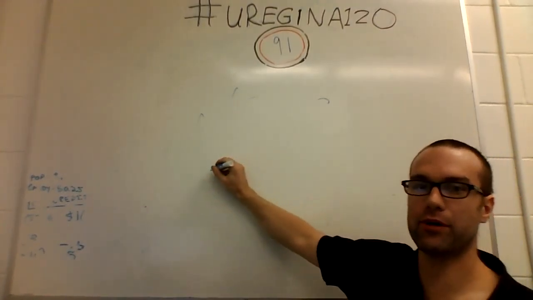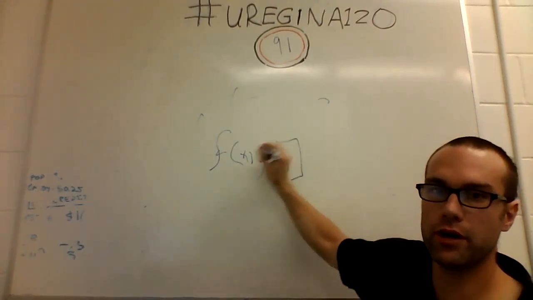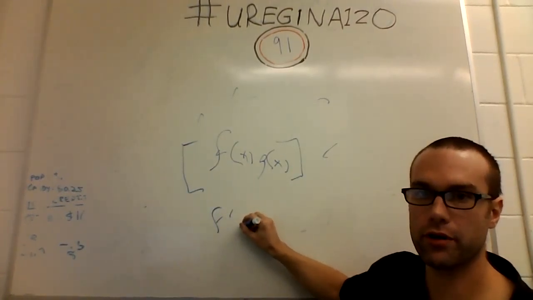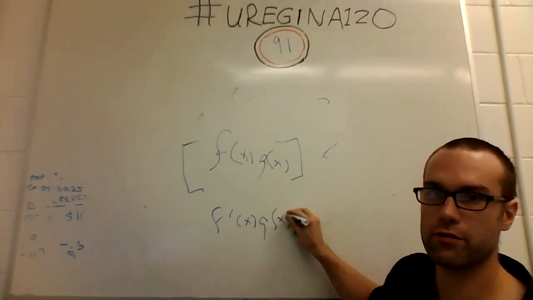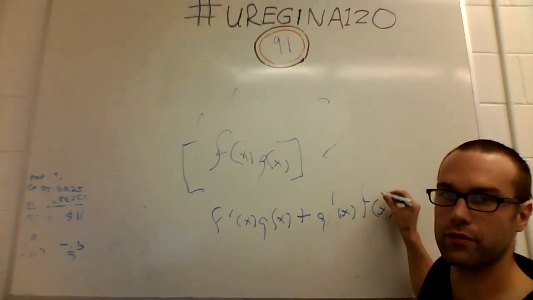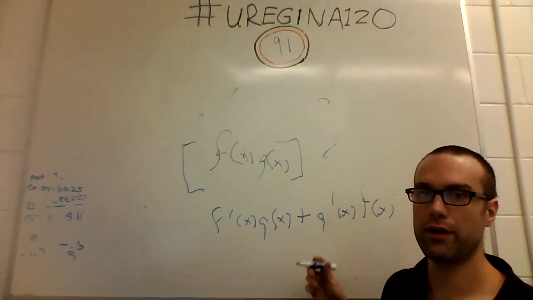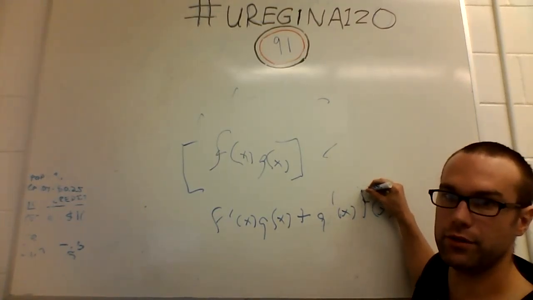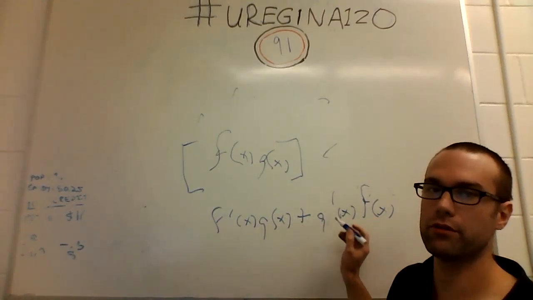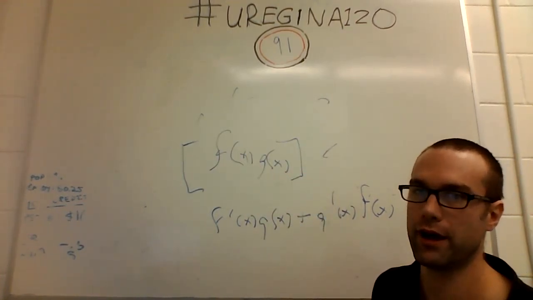What about the product of two functions? (f g)' is equal to f'(x) times g(x) plus g'(x) times f(x). Again, this is what's called the product rule. It's just a way of relating the original functions and the derivatives of those two functions with the derivative of what happens if you multiply those two functions together.